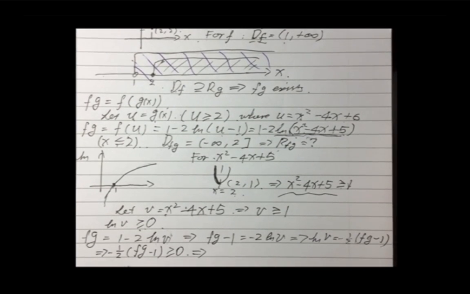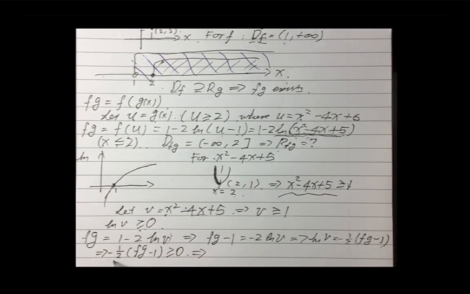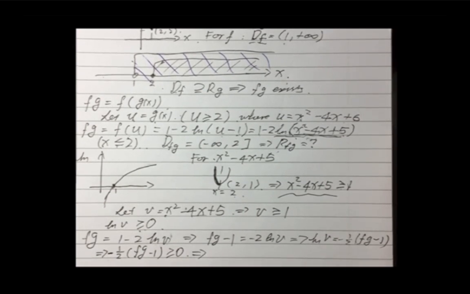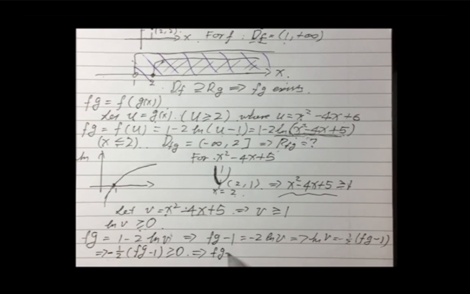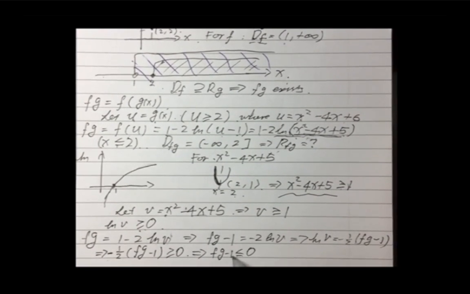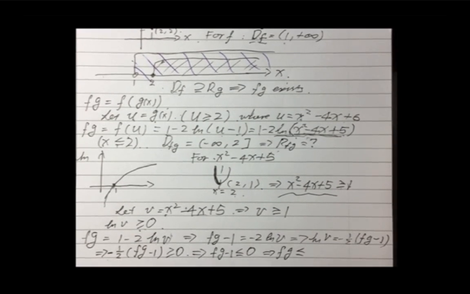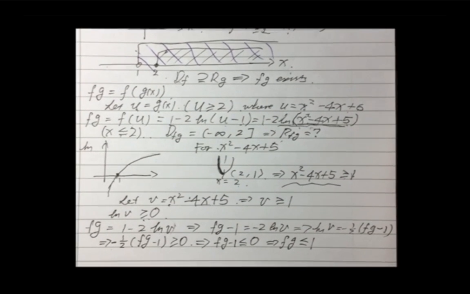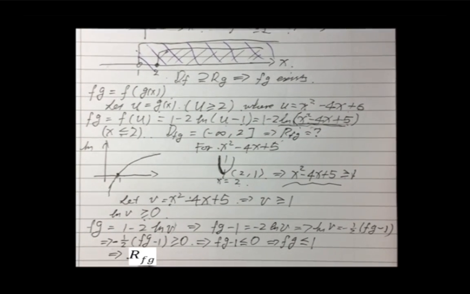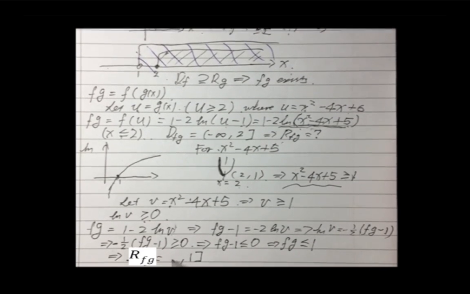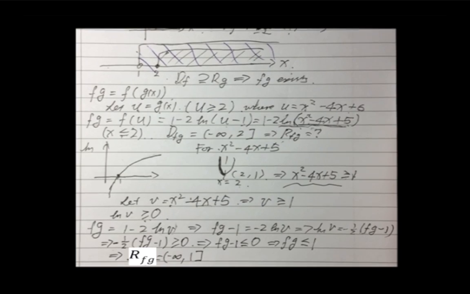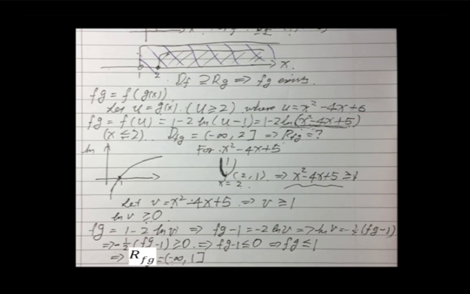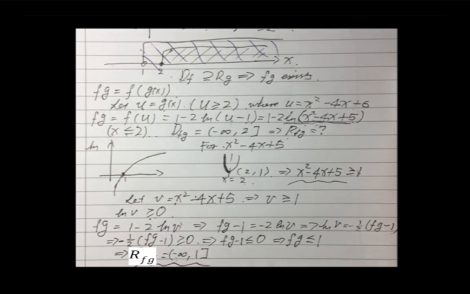So we divide by this thing. The sign must be changed because it's negative, right? So fg minus 1 is less than or equal to 0, right? Then fg must be less than or equal to 1. Then we get this range. Well, perfect. It will be less than or equal to 1. I don't know how small it is, so I just put negative infinity. This will be the answer.